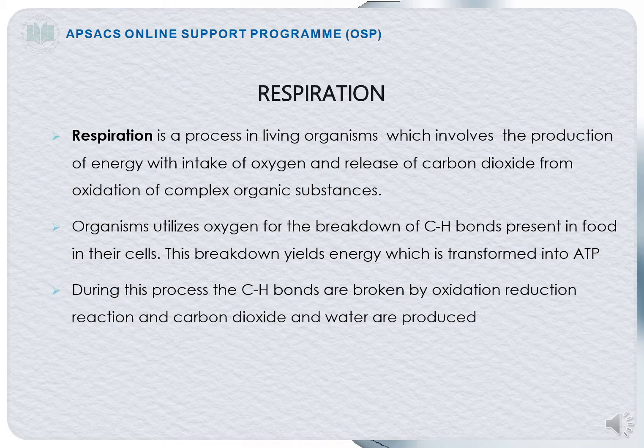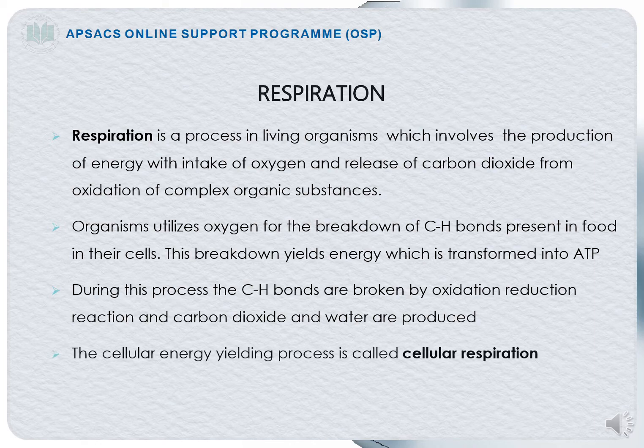During this process, the CH bonds are broken by oxidation reduction reactions and carbon dioxide and water are produced. As we have discussed in our previous lecture about oxidation reduction reactions, they are also called redox reactions, which involve the gain of hydrogen and the loss of oxygen. So these CH bonds are broken down with the help of oxidation reduction reactions, and in turn at the end carbon dioxide and water are produced.